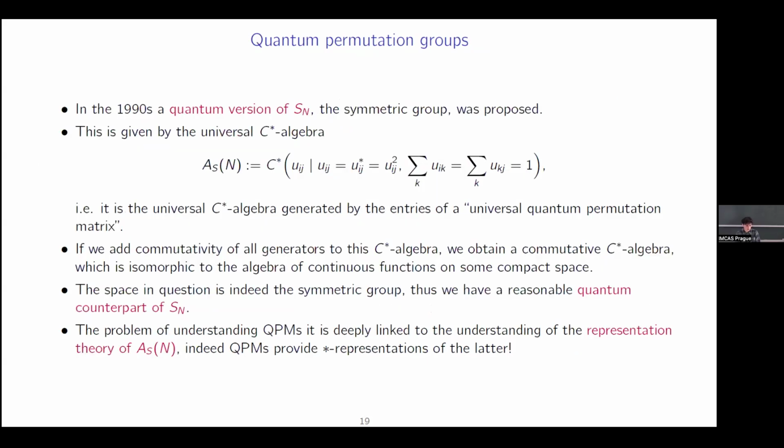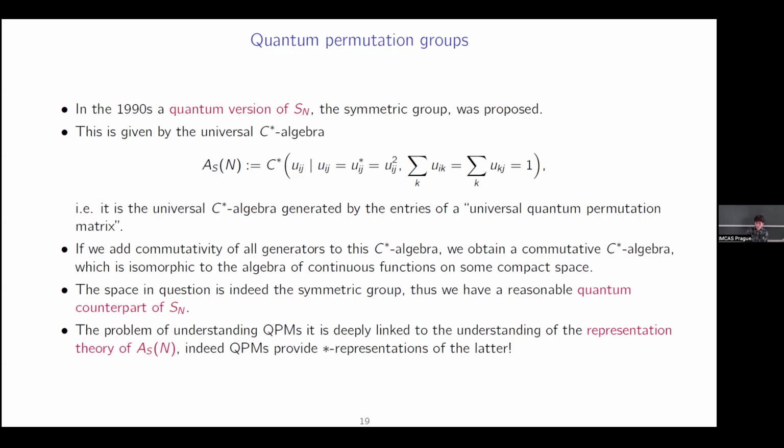And so let's see what the role of quantum permutation matrices and groups is here. In the 90s, a quantum version of the symmetric group on n elements was proposed, and this is given by the universal C-star algebra on generators u_ij, such that the properties that I'm showing here hold. You can recognize this property to be very much alike the one that I was suggesting for the definition of a quantum permutation matrix. So indeed, this is the universal C-star algebra generated by the entries of a universal quantum permutation matrix, if you want.